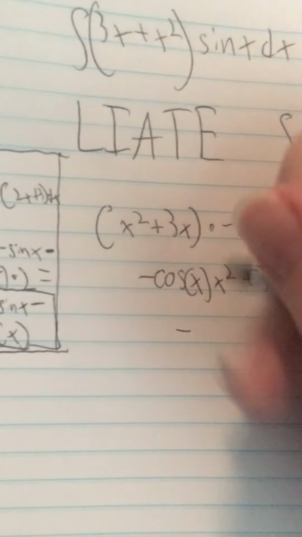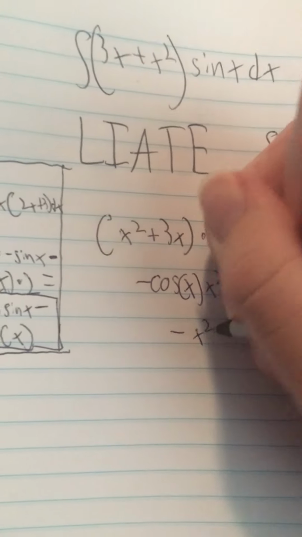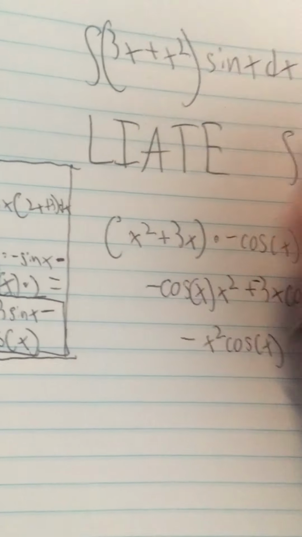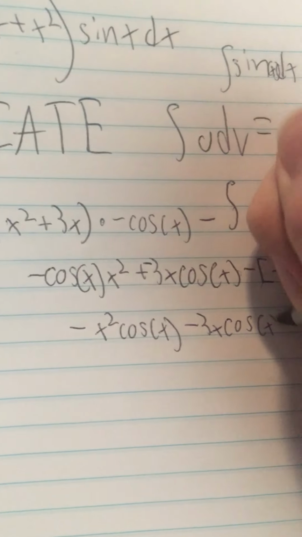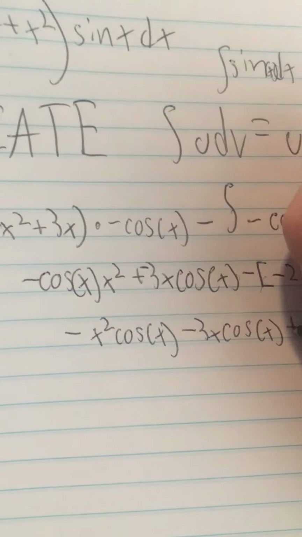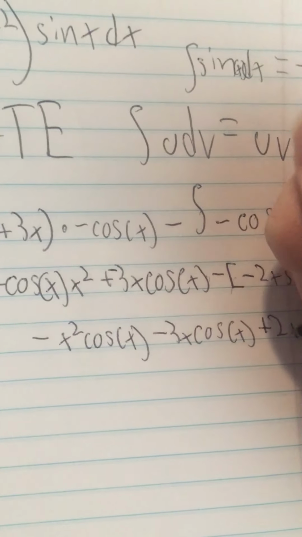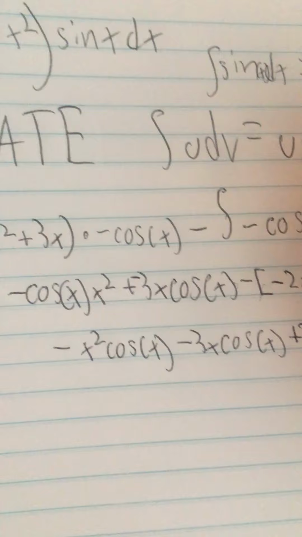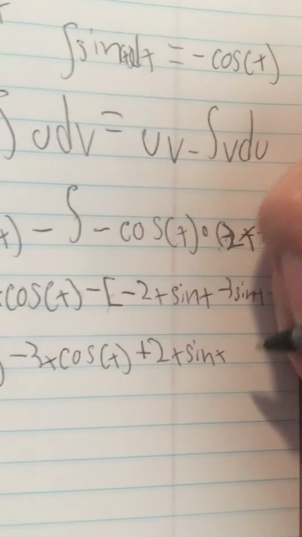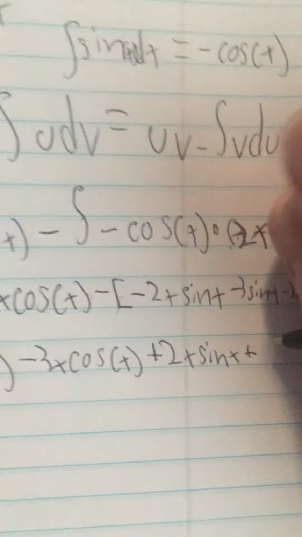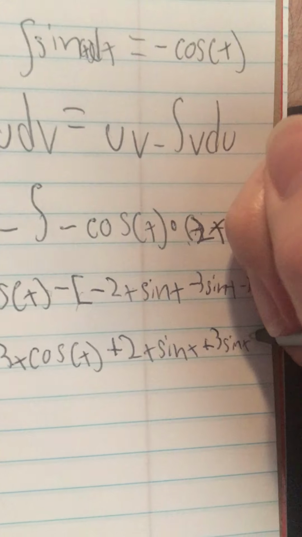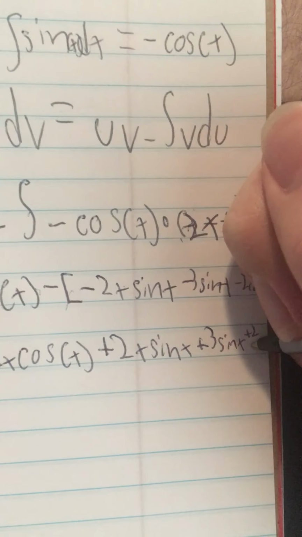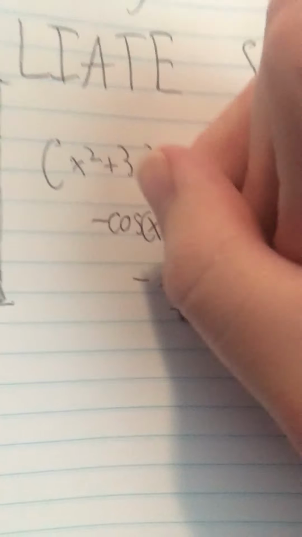So now we're going to go negative. We're going to put the x squared on the right side of this one, cosine of x, minus 3x cosine of x, plus 2x sine of x, and then we're going to add a plus 3 sine of x plus 2, we're running out of room at the edge, we're just going to go on to the next line, plus 2, and that was cosine of x.